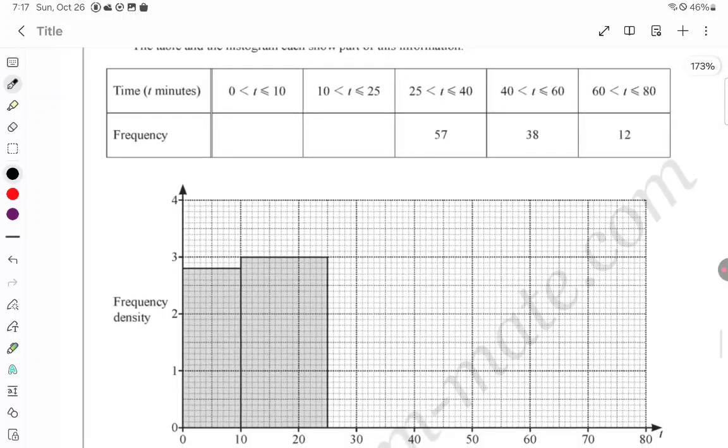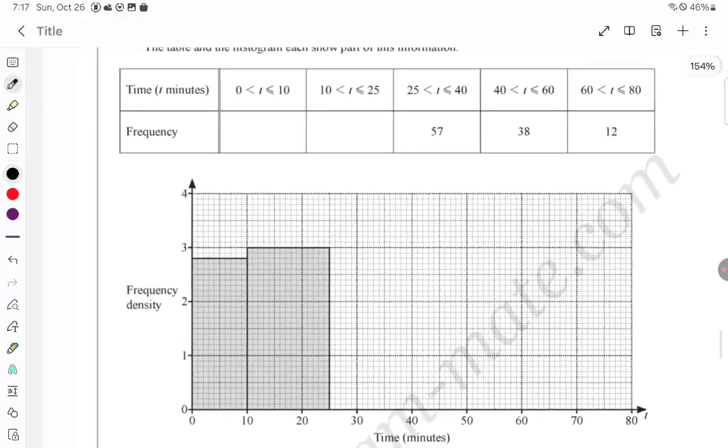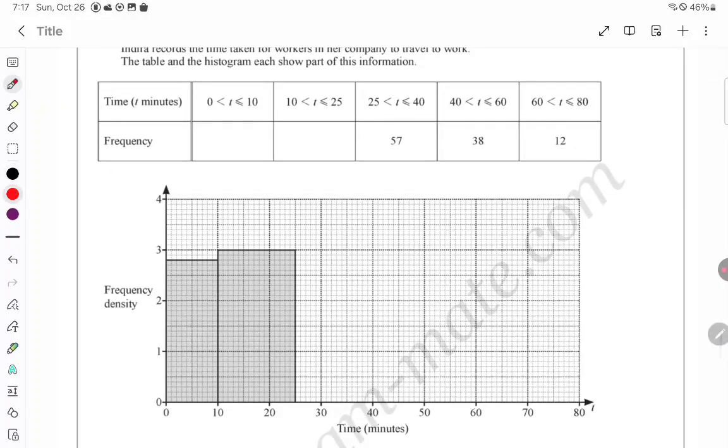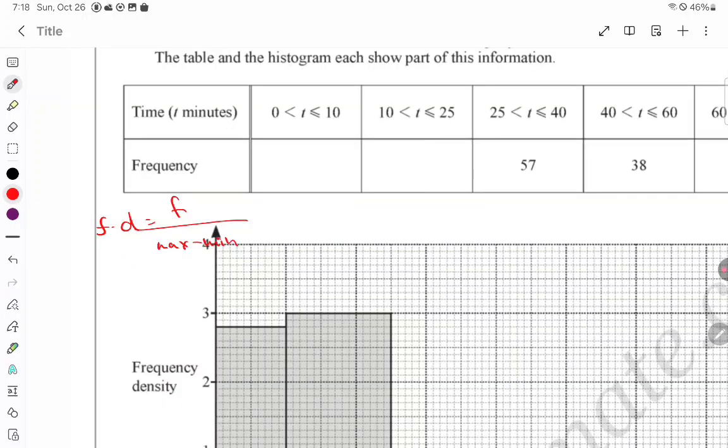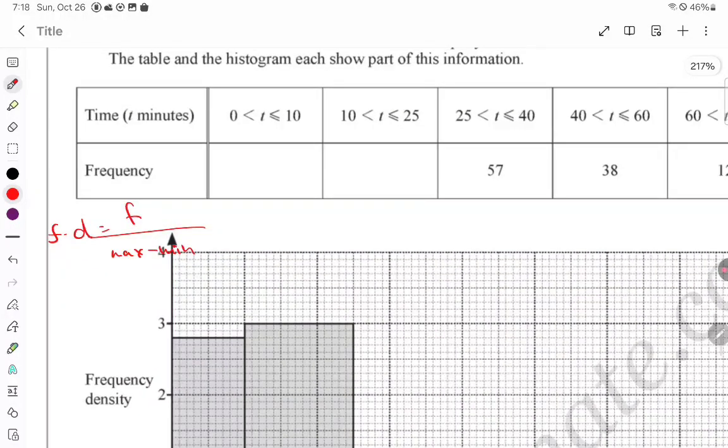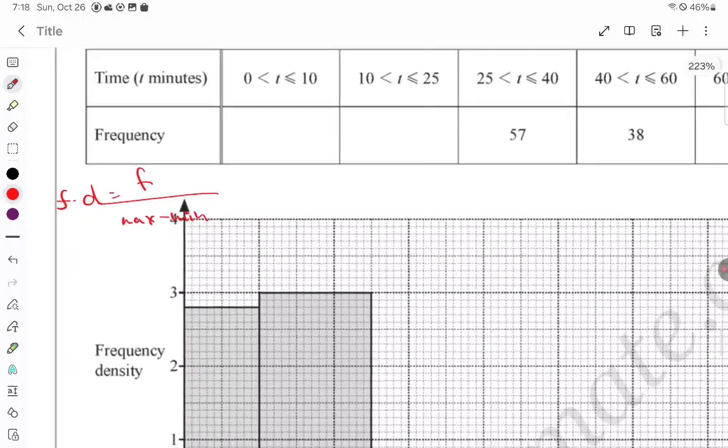With the help of the graph of the frequency density, we know that the formula of frequency density equals frequency over the range of the time. For the first frequency, the frequency density is 2.8, divided by the range 10 minus 0. We have to calculate the frequency.